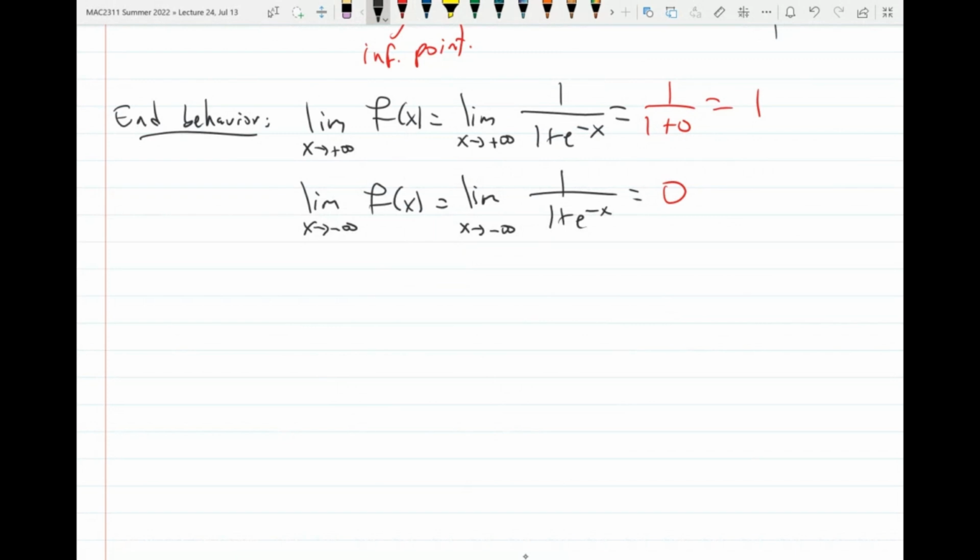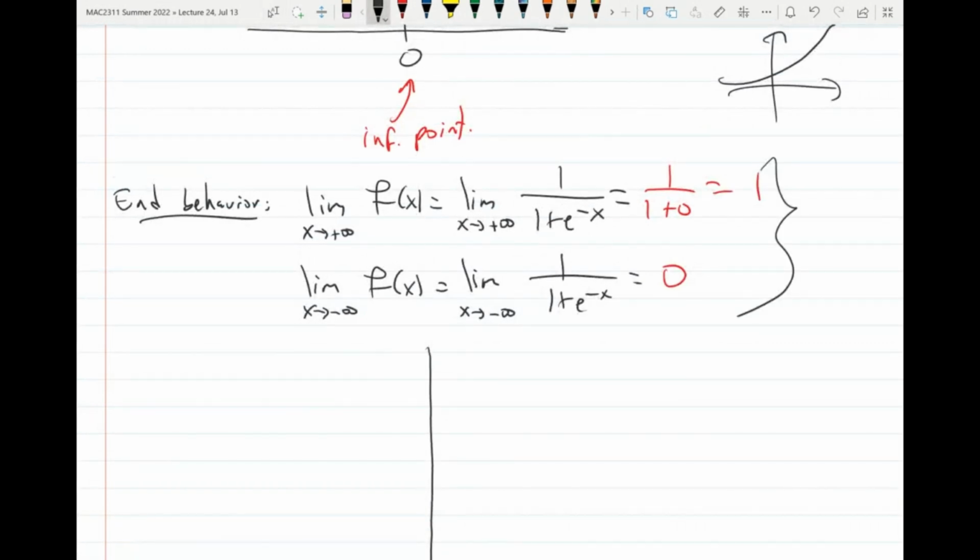All right, let's put all this information together. By the way, what is this telling us? These are limits at infinity and they are equal to a number. What does this mean? Good. We have horizontal asymptotes, namely y equals 1 and y equals 0. We found 2 horizontal asymptotes.